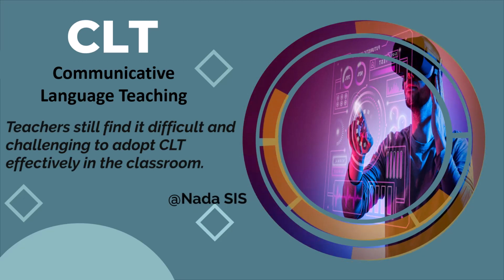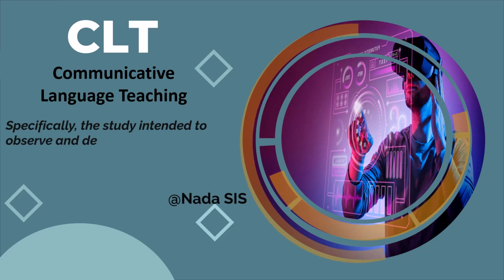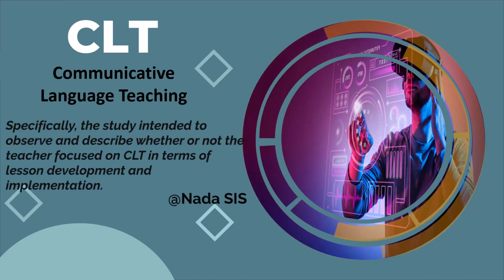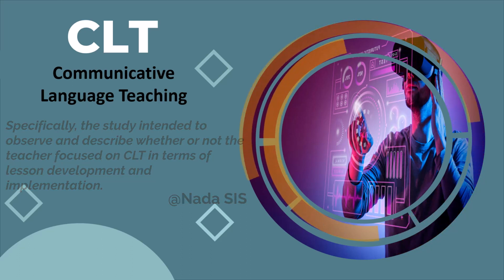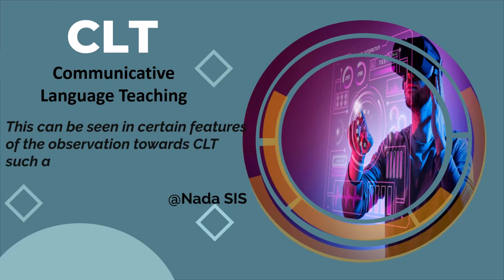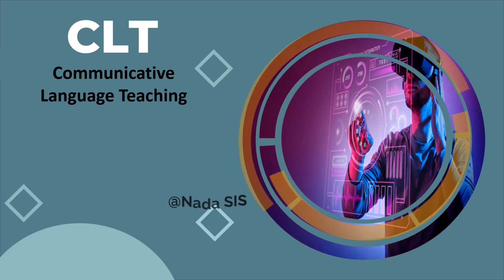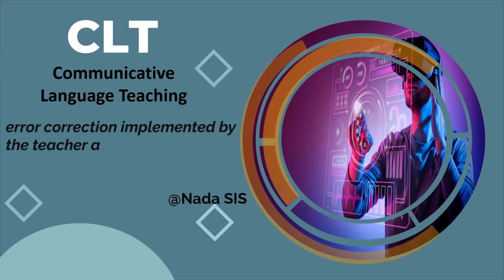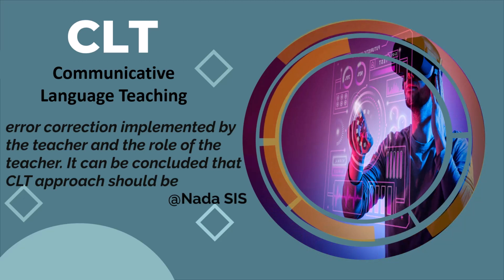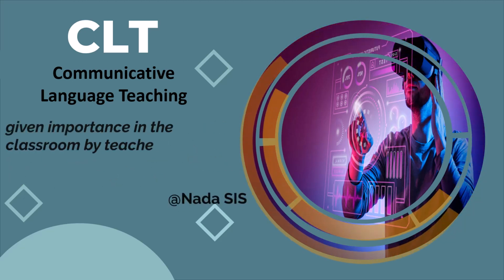Specifically, the study intended to observe and describe whether or not the teacher focused on CLT in terms of lesson development and implementation. This can be seen in certain features of the observation towards CLT, such as pair or group work activities, fluency of the language, error correction implemented by the teacher, and the role of the teacher. It can be concluded that the CLT approach should be given importance in the classroom by teachers in the learning process.